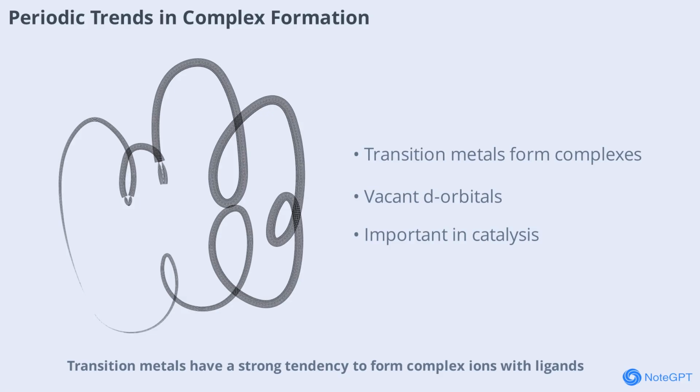Transition metals have a strong tendency to form complex ions with ligands. This property is less common in main group elements. The ability to form complexes is linked to the availability of vacant d orbitals and variable oxidation states, making transition metals versatile in catalysis and biological systems.